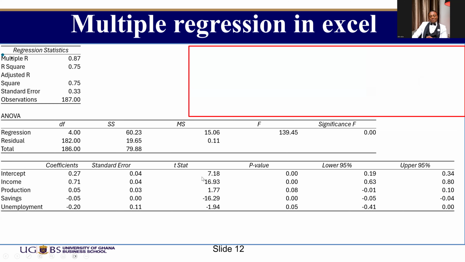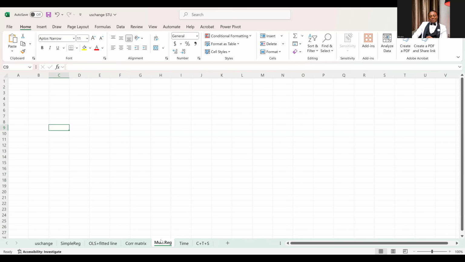We can run the multiple regression as well. Okay, this is a result that you see. The same thing you did for the simple regression is the same thing you're going to do for the multiple regression. Let me quickly do that. So once again, you're going to do the multiple regression here. So go to the actual data set. This is a data set.